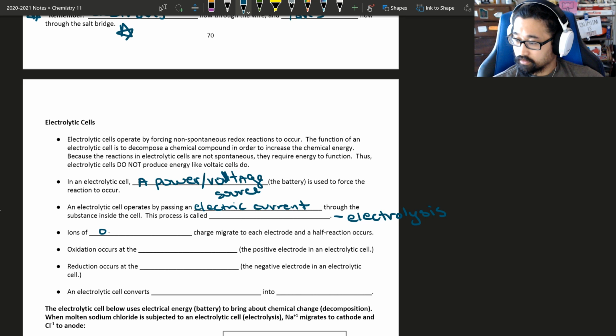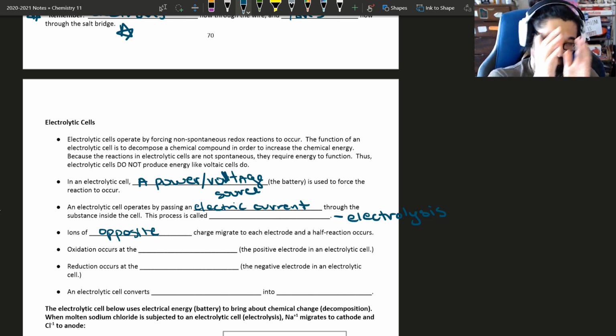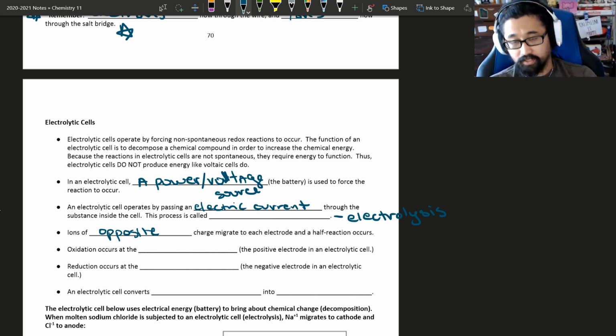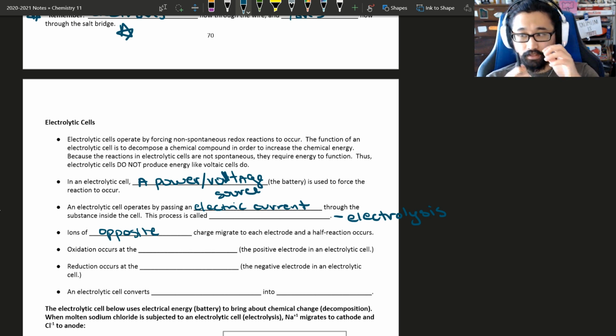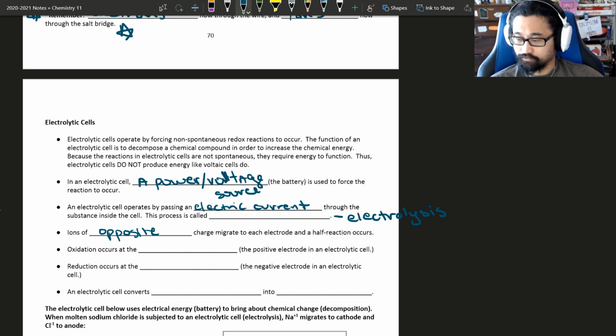During this, ions of opposite charge migrate to the electrode, and a half reaction occurs. So we force positive things towards a negative, we force negative things towards a positive, we make this thing run in reverse. This is how you recharge your battery in your phone, right? Your phone battery works like a voltaic cell normally. When you plug it back in, the electricity from the wall forces a chemical reaction to happen inside of your phone battery, meaning that it can power your phone for another 2 to 12 hours.